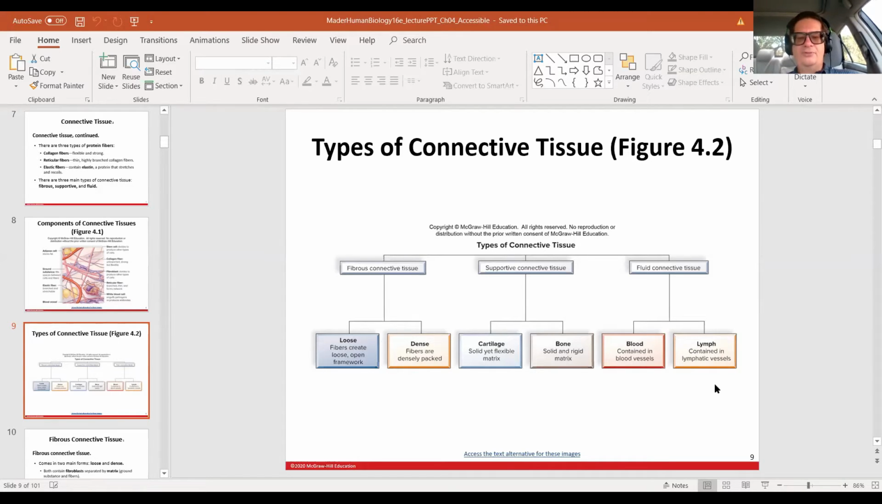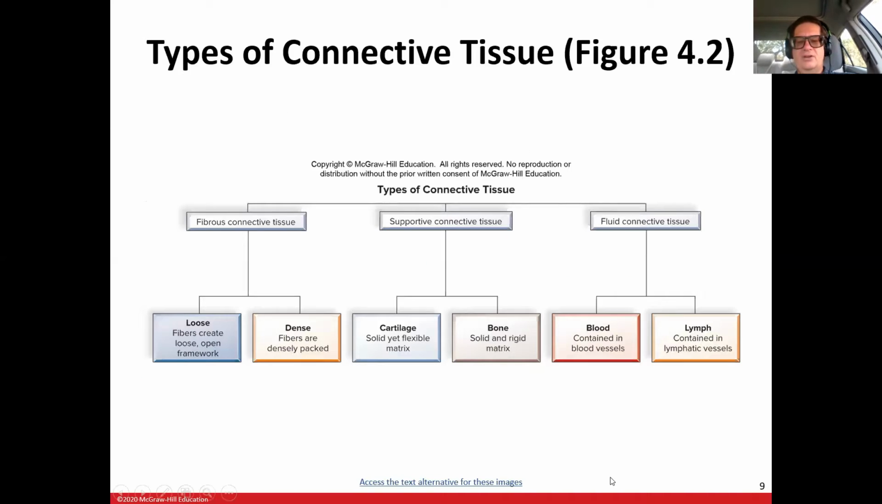All right, supportive connective tissue. The two options they had here were bone and cartilage. All right. If you look, bone is solid and rigid, and like I said, it's heavily ossified, full of calcium. Cartilage is a lot more flexible. It's also lighter.